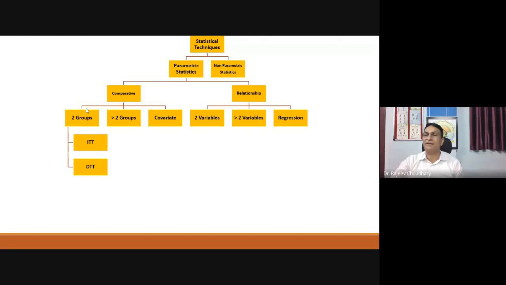Let's formulate a title. Effect of aerobics on cardiorespiratory endurance. Let's formulate a simple title. Our hypothetical title is effect of aerobics on cardiorespiratory endurance. In this hypothetical title, independent variable is aerobics, a type of exercise, and dependent variable is cardiorespiratory endurance. The investigator's interest is to find out the change in cardiorespiratory endurance due to aerobics.